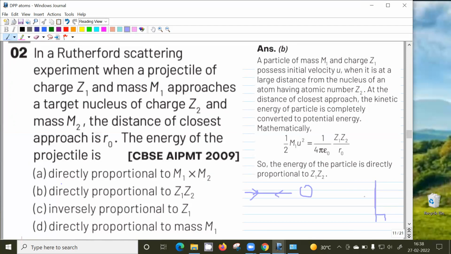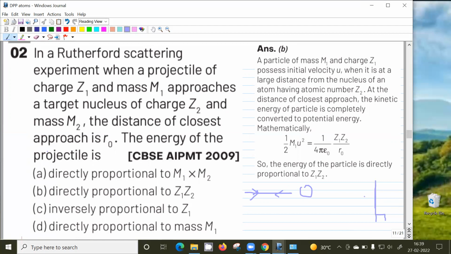Projectile means it's projected with a velocity. I can also consider this vertically up motion, which is 1D projectile motion, as a projectile motion. So the distance of closest approach is R0. The energy of the projectile is the initial energy, which we can consider as half m v square. So how does that depend on other things?